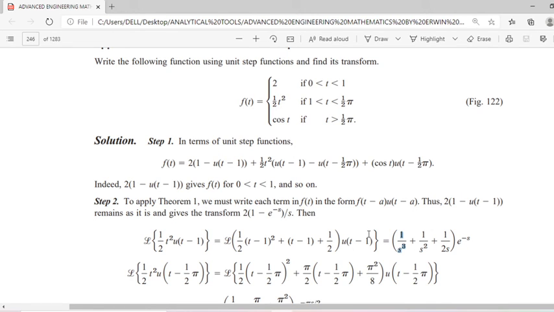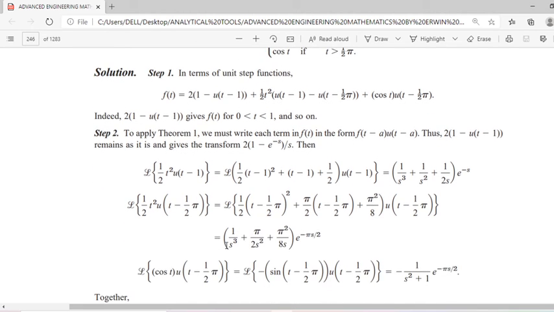And we have already 1 by 2 here. So we will cancel the 2 by s cube and 1 by 2, and we will get 1 by s cube into e raised to minus s. So that is the first term. Second term, similarly we can apply, t minus 1 into u of t minus 1. That is 1 by s square into e raised to minus s. And third term, 1 by 2 into u of t minus 1. That is 1 by 2 into e raised to minus s by s.